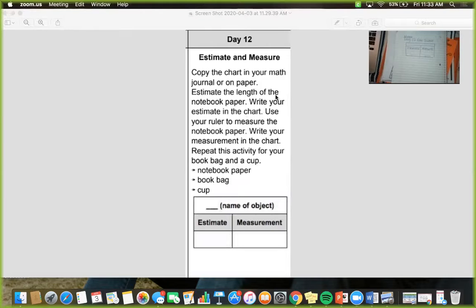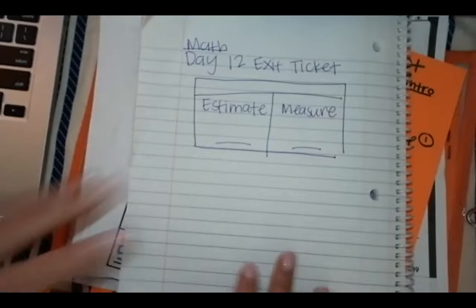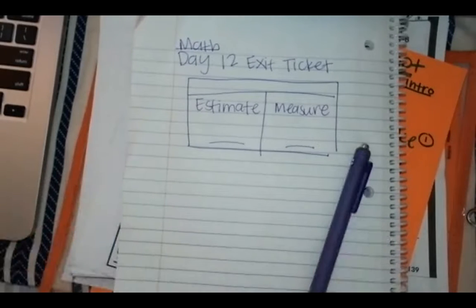Estimate the length of the notebook paper. Write your estimate in the chart. Use your ruler to measure the notebook paper. Write your measurement in the chart. Repeat this activity for your book bag and a cup. So what I'm going to do is stop sharing my screen, and I'm going to show you what I would like for you to do.